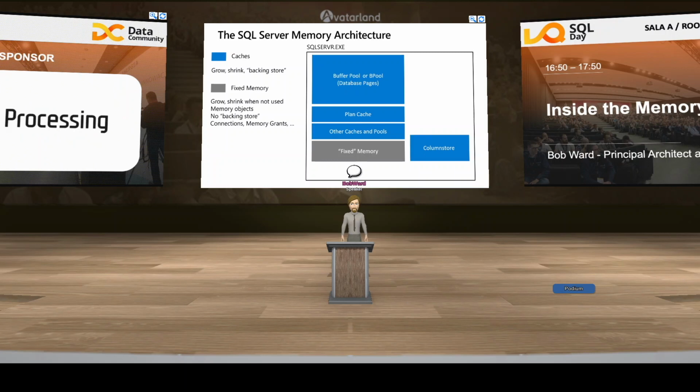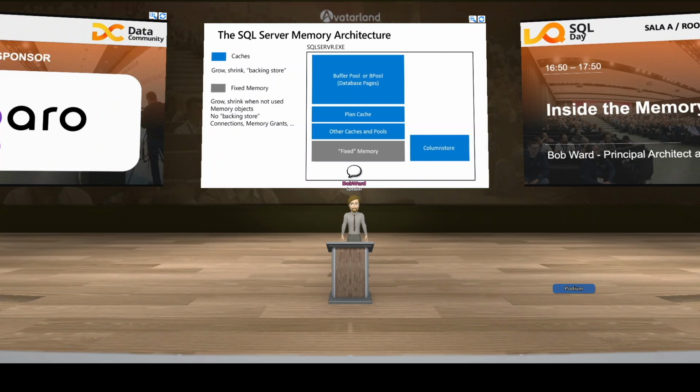Now, why is it important that I segment out in our architecture that these are caches? That's because these caches can grow and shrink depending on the needs of memory and memory pressure, and they have what's called a backing store. What I mean by that is we can take any of these caches and we can store the data in there on disk. For example, as you know, the buffer pool has database pages, and those pages could be written to a file. Plan cache, for example, its backing store is system tables, etc. Now, there's a smaller portion of, and by the way, that takes up a great deal of the memory of SQL Server.